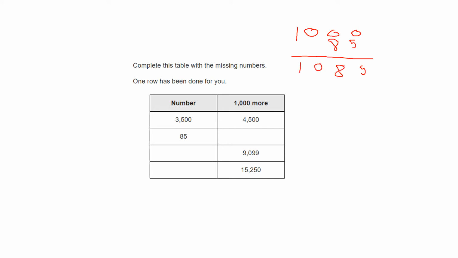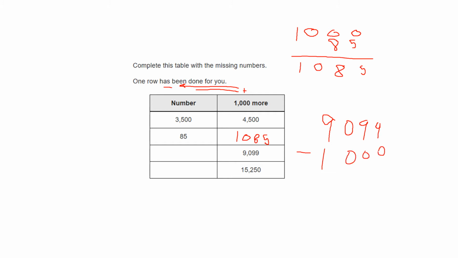Easy peasy. However, this time they're giving me my number with 1,000 more and I have to find the original number. So when we work this way, we've got to add, when we work backwards, we've got to do the opposite, the inverse, which is take away. So I've got 9,099 and I am going to take away 1,000.